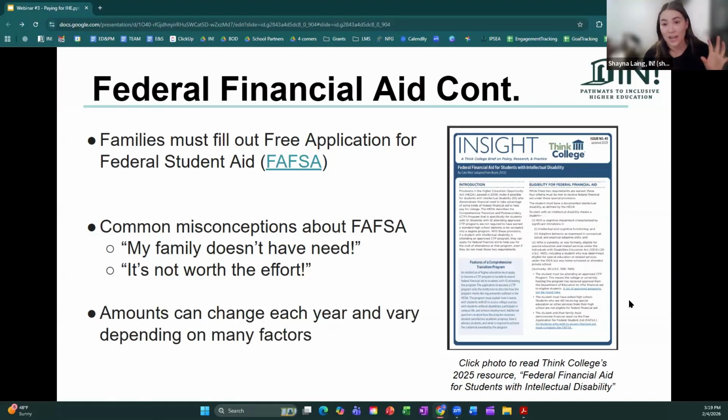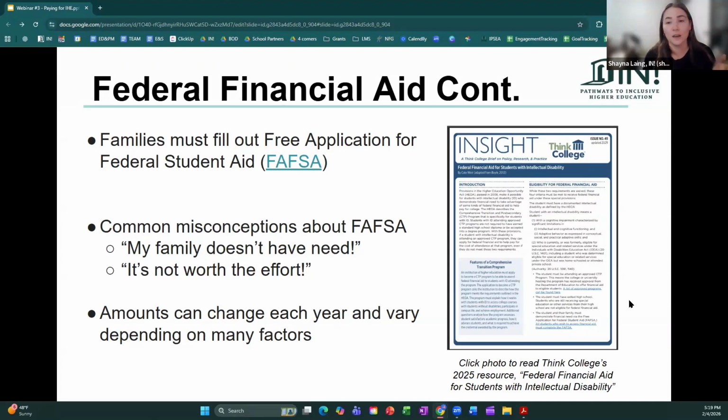And amounts can change. So what I would say is if you receive FAFSA one year and this is the amount you get, we still want you to continue applying for that because it might increase in one year, it might decrease in another year. And so it is variable in each year. But we really encourage families to jump on that and to ask questions of the institution on how to complete those things to make it more feasible for you.